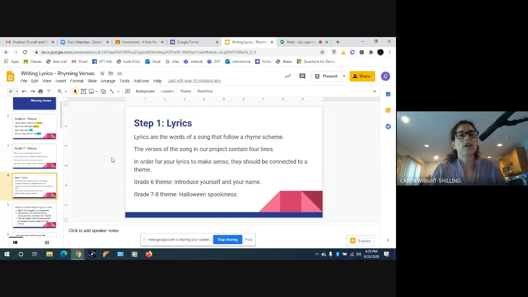In order for your lyrics to make sense, they should be connected to a theme. And I'm putting down here what the theme is. Your theme is to introduce yourself and your name. I did look through the assignments, especially with class 605. Some people didn't write anything about the theme. They just wrote random stuff. So you're going to have to go back and take a look. Or you didn't put your name in it.